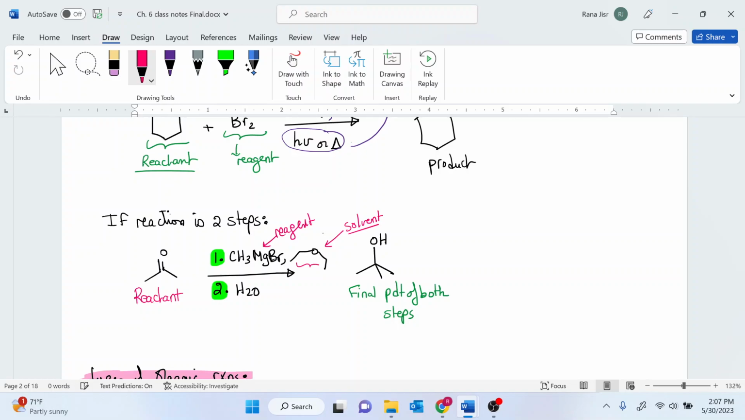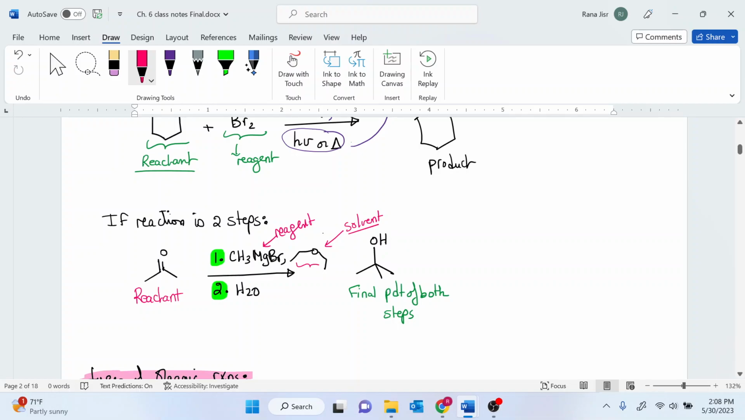Solvents are a must because reagents, most of the time, are not miscible with the reactants. So you want to dissolve the reagent with the reactant. So you want to put a solvent in there. The solvent here is two ethyl groups that are on both ends of the oxygen. This is an ether, and we call it a diethyl ether solvent. So that is going to be my first step. The product of the first step is not shown in here. This is the final product of the two steps.